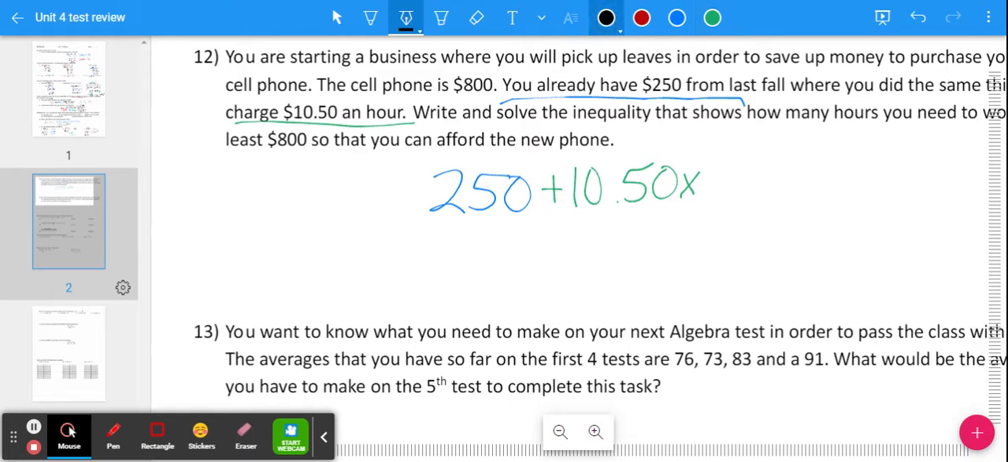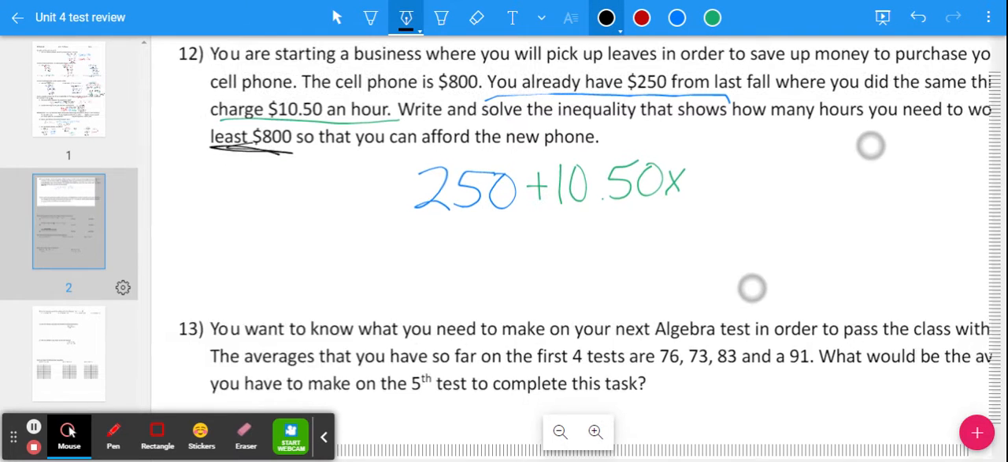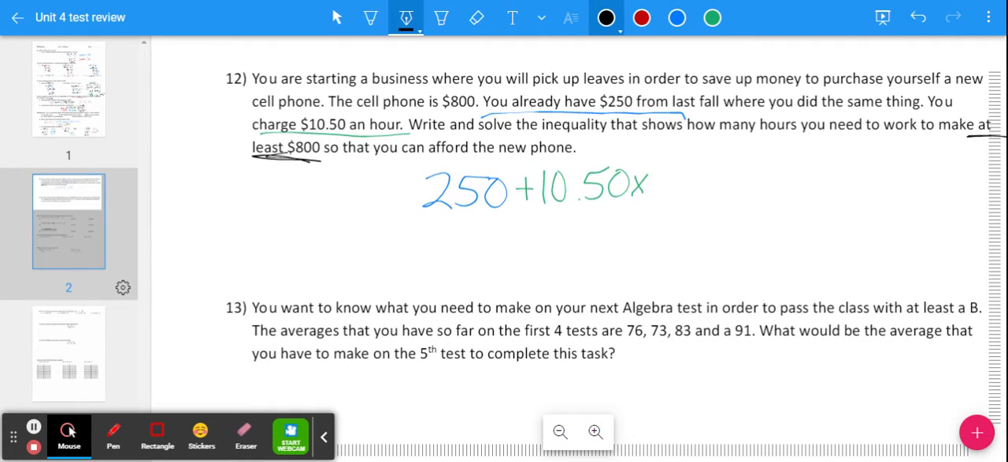And last but not least, you want at least $800. So if you want at least $800, that means $800 is your minimum amount. You want $800 or more. So we're going to say greater than or equal to that 800.